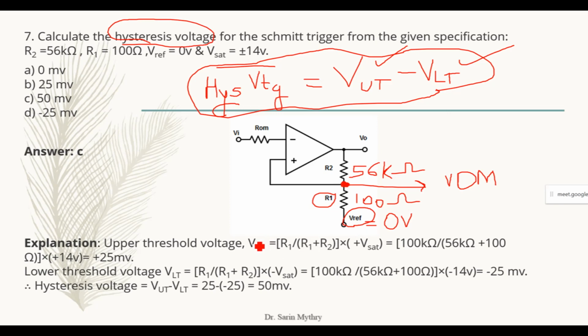So the upper threshold voltage equals, applying the voltage division method here, R1 upon R1 plus R2 into plus VSAT. So what is R1 plus R2? R1 is equal to 100 ohms.